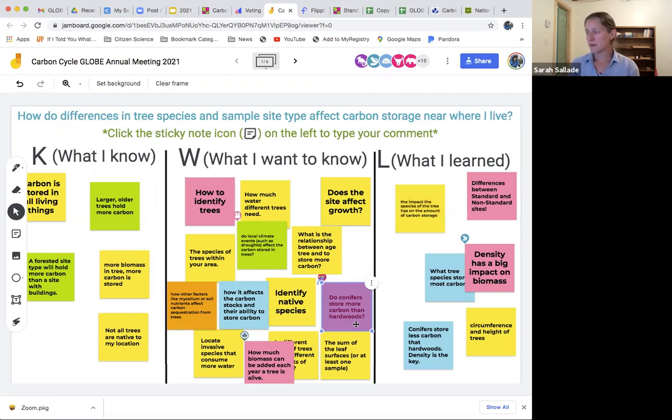Good, I see some things coming through that people have learned. The differences between standard and non-standard sites. That density has a big impact on biomass. Allometry is what allows us to make comparisons of carbon in different trees. The impact of species of the tree has on the amount of storage of carbon. Circumference and height of the trees. Conifers store less carbon than hardwoods. Density is key.